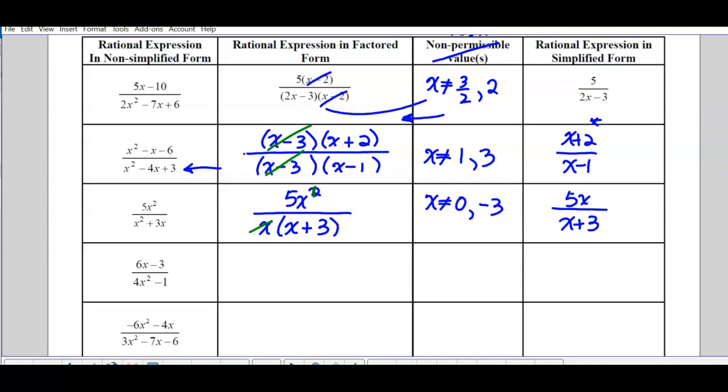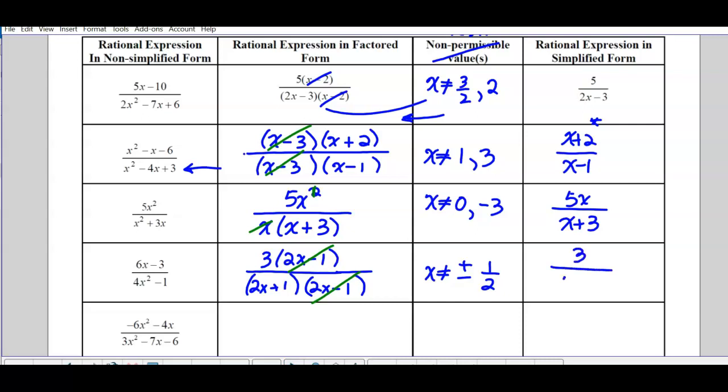Okay. Next one, common factor is 3. And difference of squares in the denominator. So 2x plus 1, 2x minus 1. So your restrictions, -1/2 and positive 1/2. You can show that as plus or minus 1/2. Okay, that tells you there's one that's a half and one that's -1/2. Then dividing out, you're left with 3 over 2x plus 1.